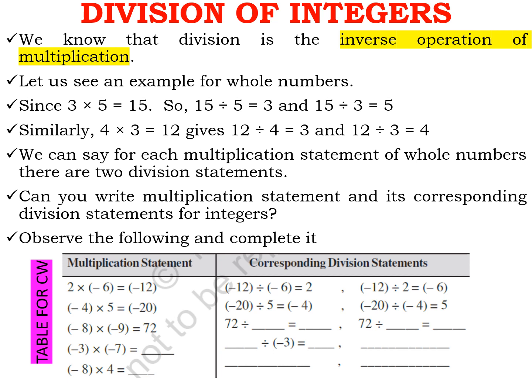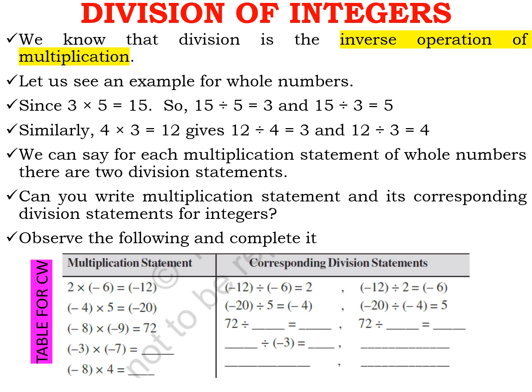Division of integers. We know that division is the inverse operation of multiplication. Let us see an example for whole numbers. Since 3 into 5 is 15, so 15 divided by 5 is 3 and 15 divided by 3 is 5. Similarly, 4 into 3 is 12. That gives 12 divided by 4 as 3 and 12 divided by 3 as 4. We can say for each multiplication statement of whole numbers, there are two division statements.